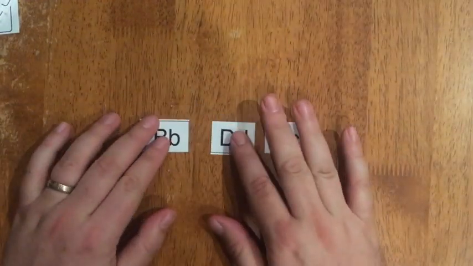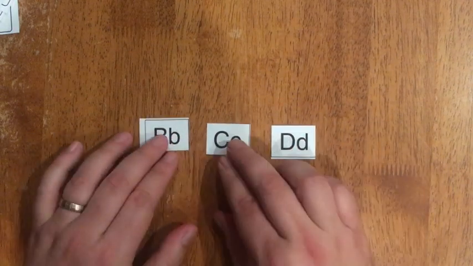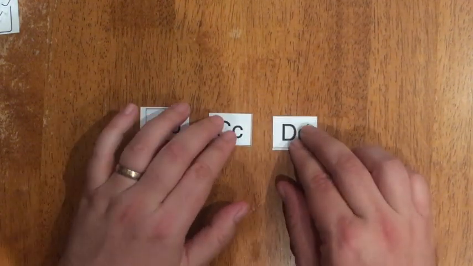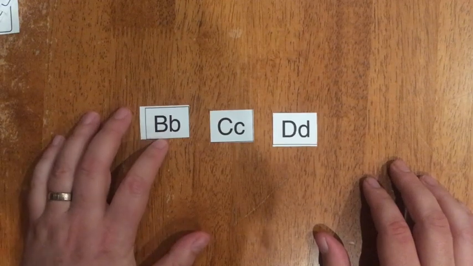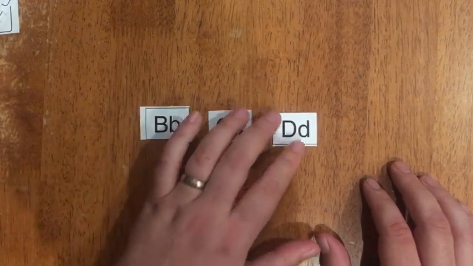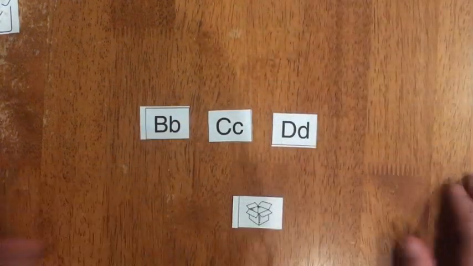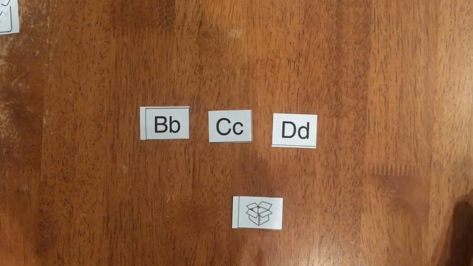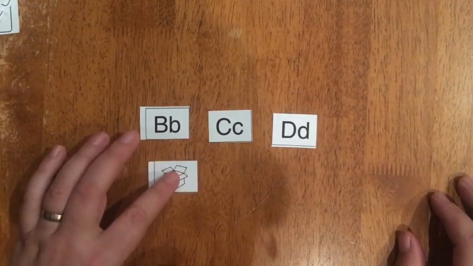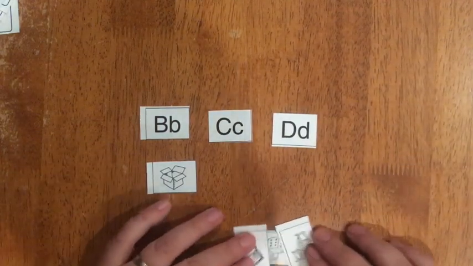So let's say I'm introducing children to the letters B, C, and D, and I'm telling the learners the stability of those letters will be: B makes the B sound, C makes the K sound, and D makes the D sound. And I'll say, okay, so what do we have here? A box. Where should we put that? B, box.